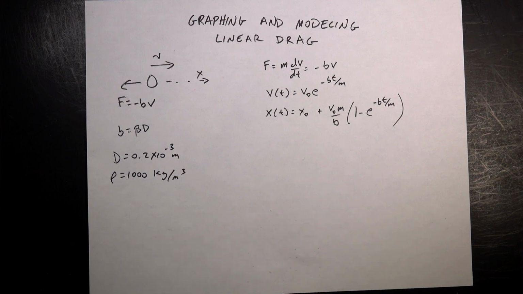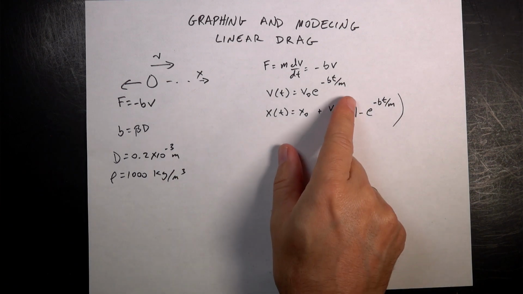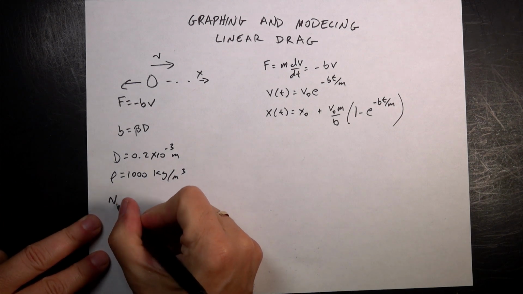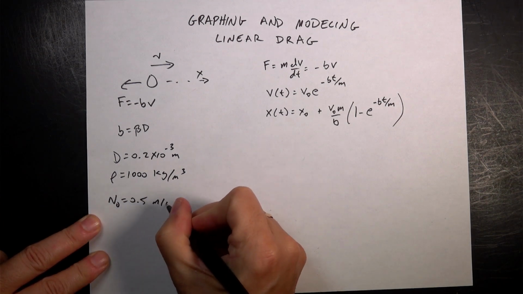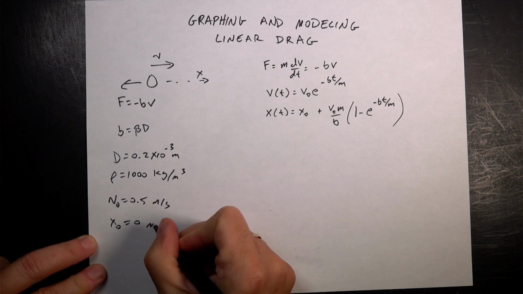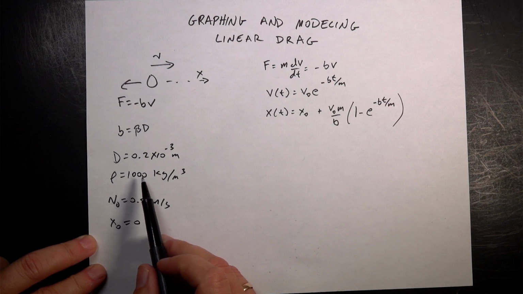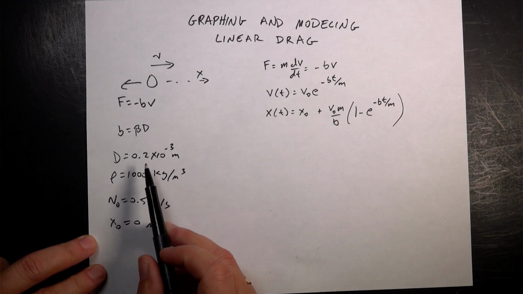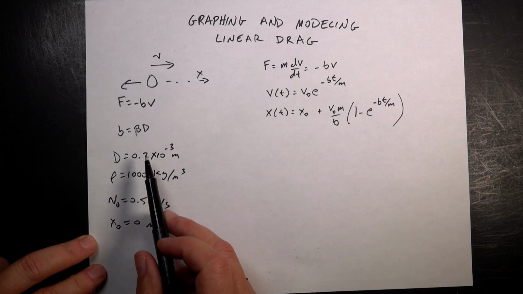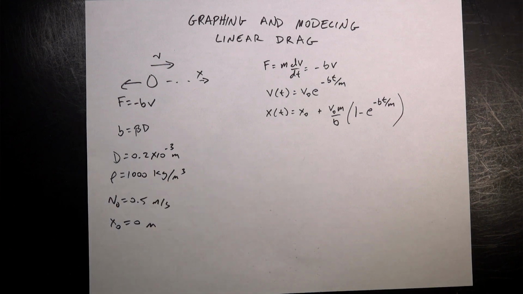So if we want to make a graph, just to be clear, I need to have values for all this stuff. So let's say the initial velocity is 0.5 meters per second. The initial position is 0 meters. And then it has a diameter of 0.2 millimeters. It's water, so it has 1,000 kilograms per cubic meter. I can use that to find the volume. Since it's a sphere, I can find all this stuff. So let's just jump in there and write down these parameters, which I should have done already, but I didn't. And then we'll make a graph. Okay. And I'm going to give you the code for this, so don't worry about that.